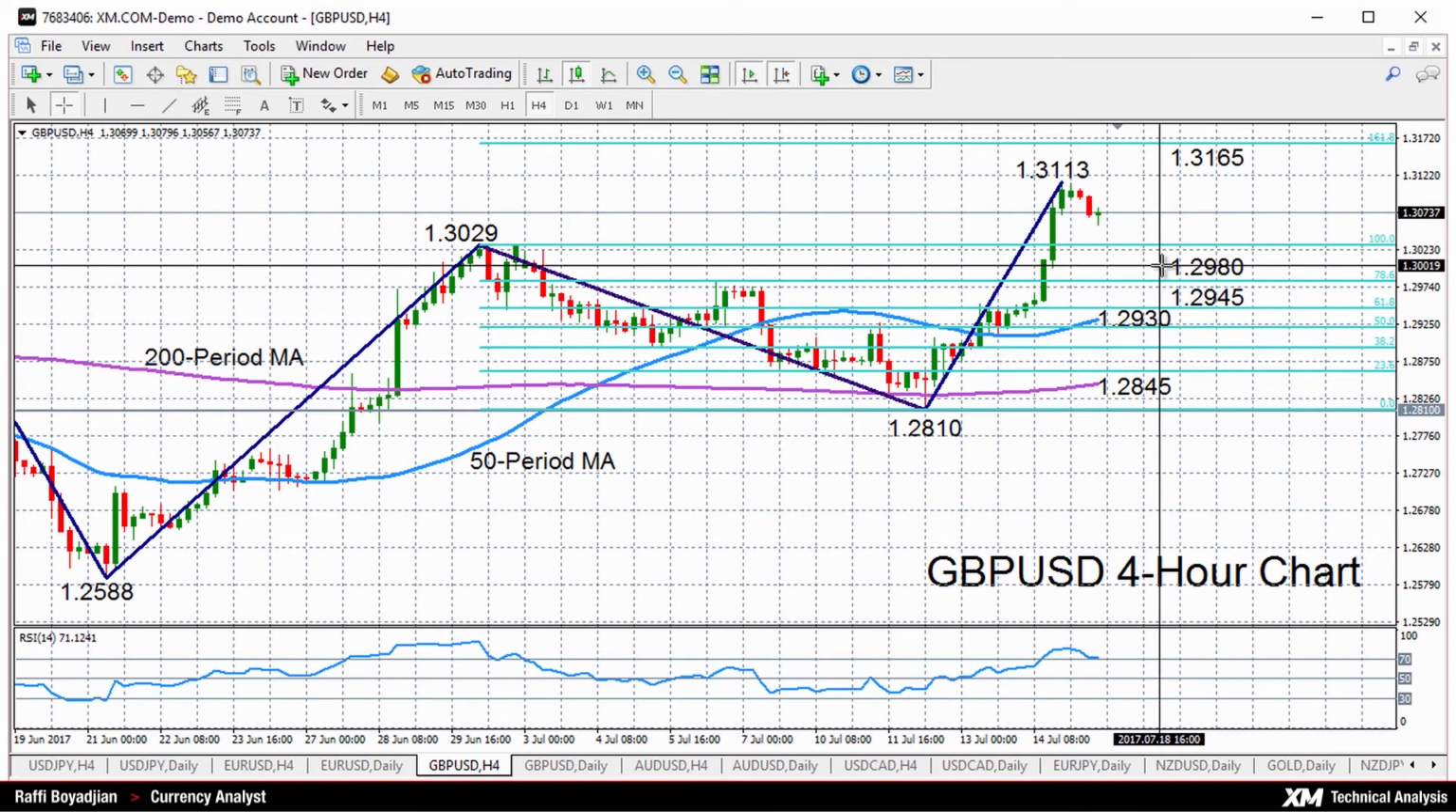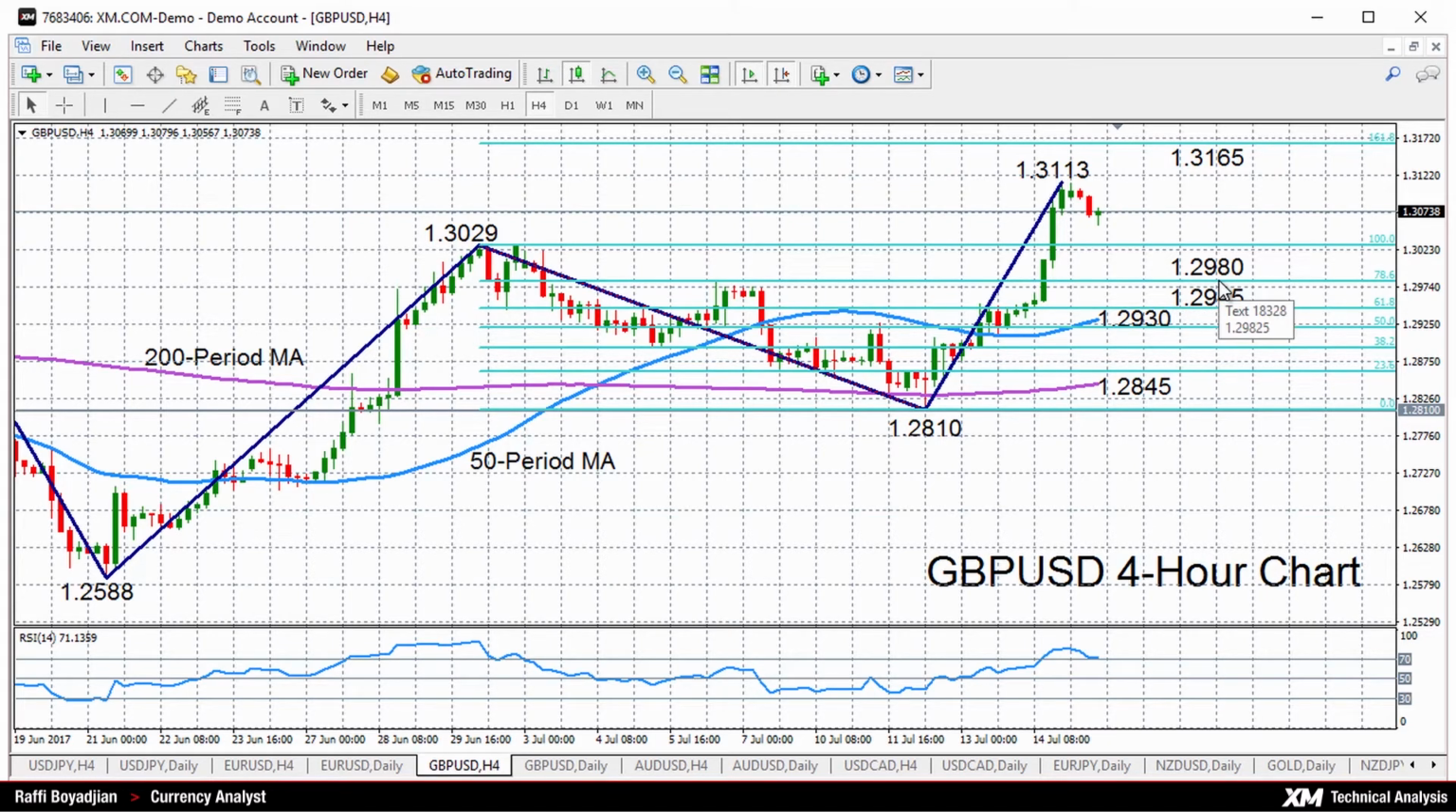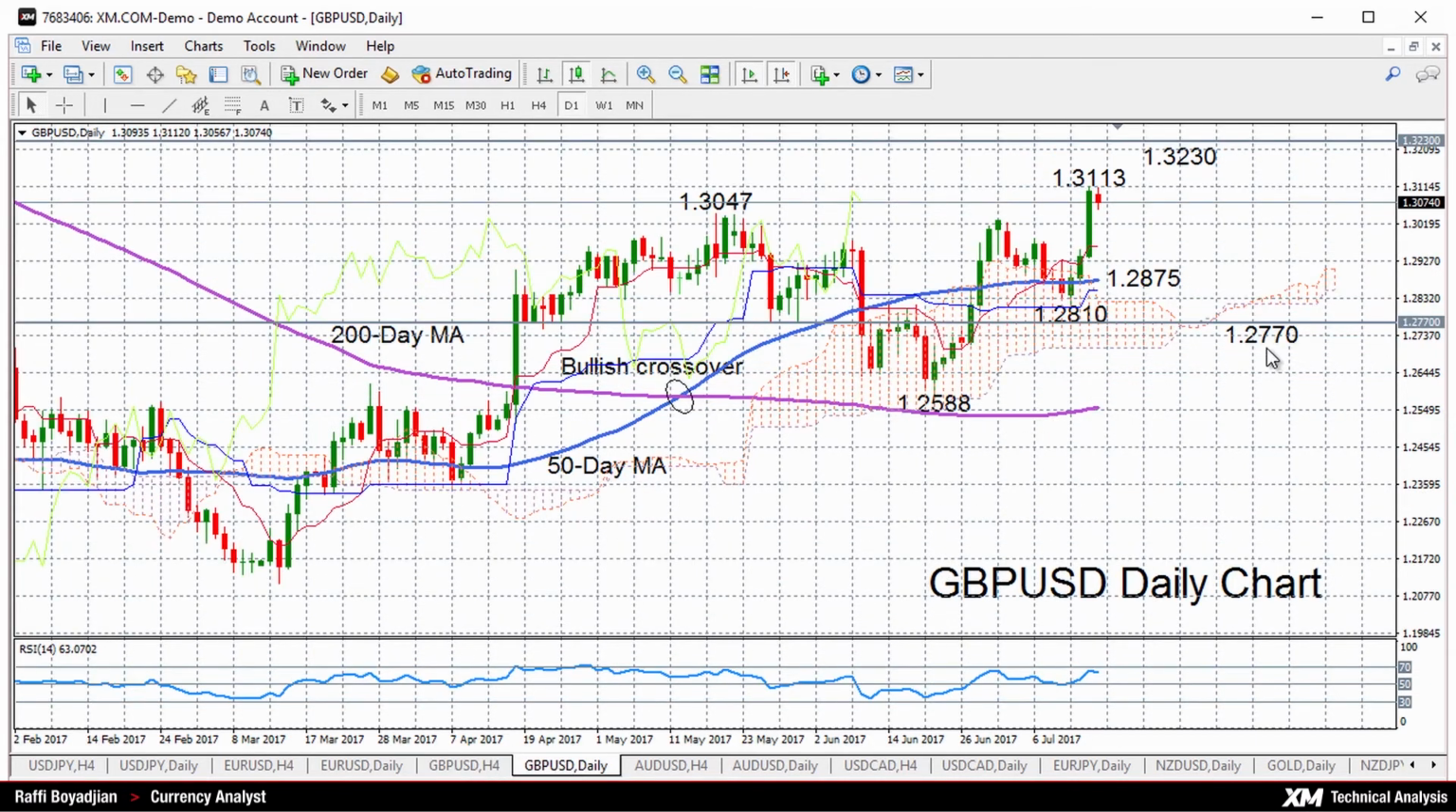If the cable does continue drifting downwards, though, we should see support coming from the 78.6% Fibonacci at 1.2980, followed by the 61.8% level at 1.2945, and then we have the 50-period moving average at 1.2930. And below that we have the 200 moving average at 1.2845 before the July low of 1.2810.